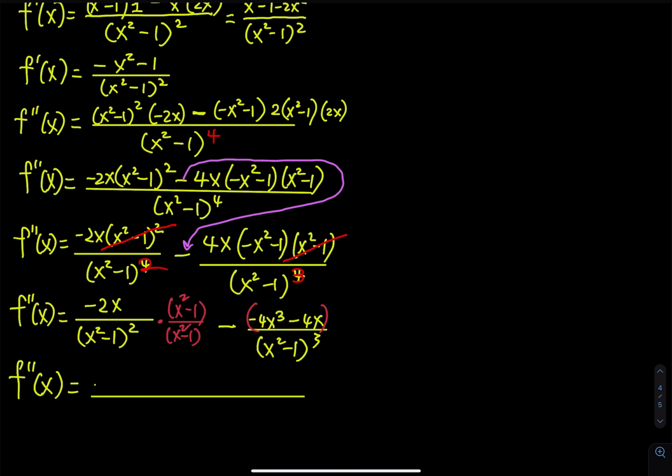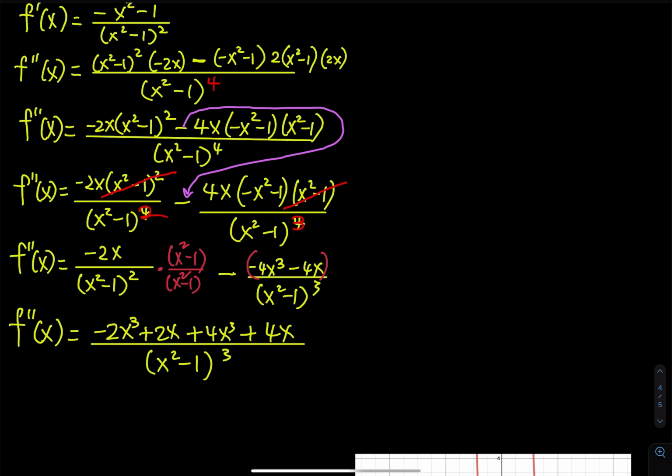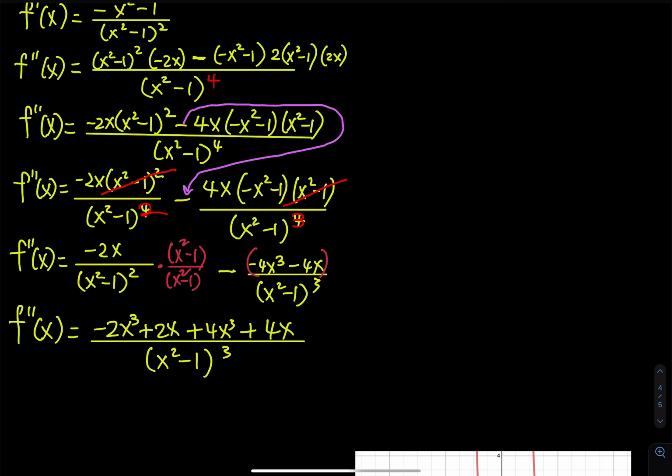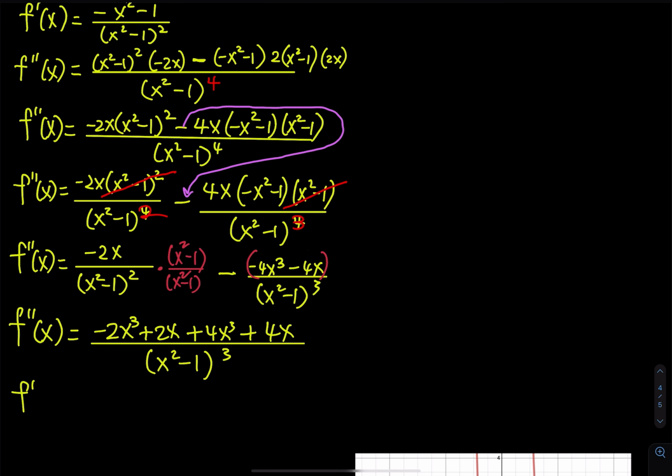So now we have negative 2x to the third plus 2x plus 4x to the third plus 4x. You distribute the big minus to each of the terms inside the red parenthesis. And then in the denominator, we have x squared minus 1 to the third power. So overall, what do we have for the second derivative? We have f double prime: negative 2 plus 4 is equal to 2. We have 2x to the third plus 6x, and then the denominator is x squared minus 1 to the third.